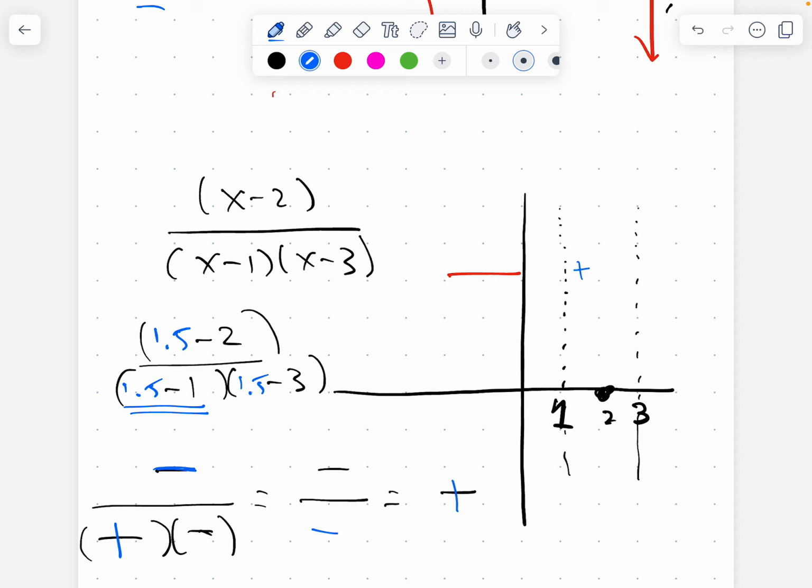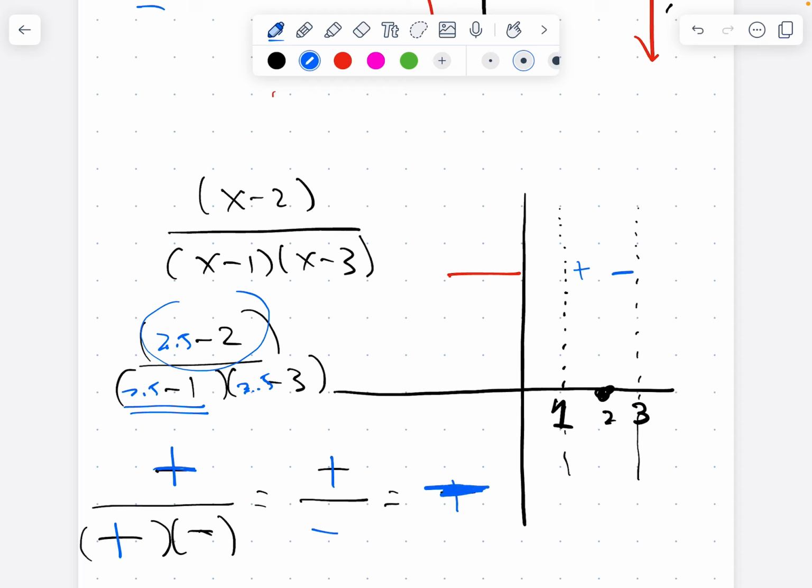Let's check between 2 and 3. So pick a number between 2 and 3 and tell me what the sign is. Okay, let's try 2.5. And if I try 2.5, minus 2 is going to be positive, so that one flipped. 2.5 minus 1 is positive, 2.5 minus 3 is still negative. So I have a positive on the top, I've got a negative on the bottom, that's going to make the whole thing be a negative.